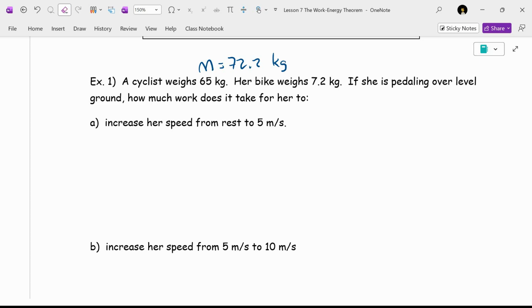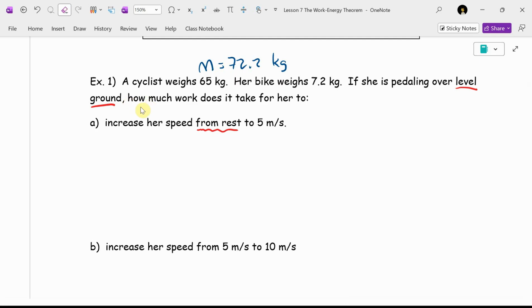If she's pedaling over level ground, we should underline the phrase level ground. That's going to become important, trust me. How much work does it take for her to increase her speed from rest? Another phrase I would underline is from rest to 5 meters per second. Kara, what's this question asking me to find after the comma? How much what?